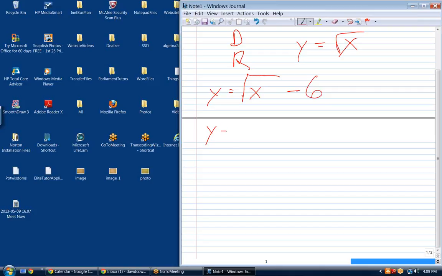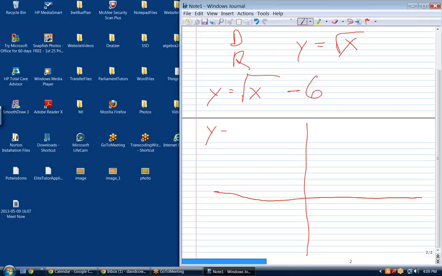Okay. Let's start with graphing the parent function. You know what this looks like? Where does it start? This is actually one of the few graphs that starts with a closed dot right in the middle of the coordinate system, because both x and y have to both be positive. So that's what y equals square root of x looks like.